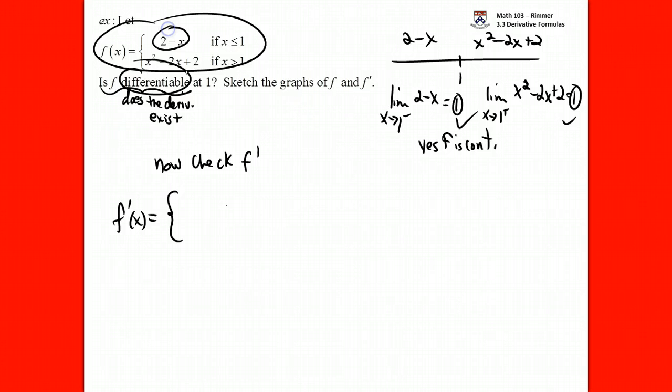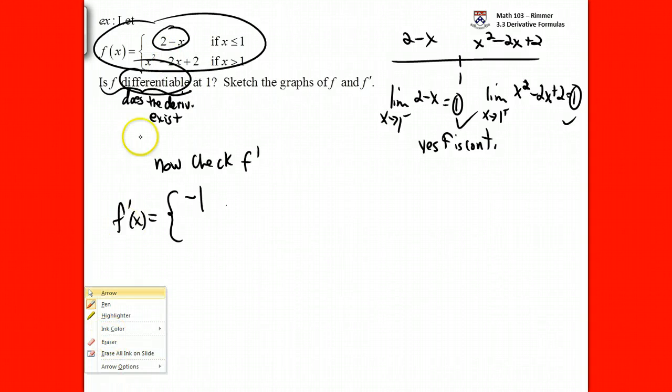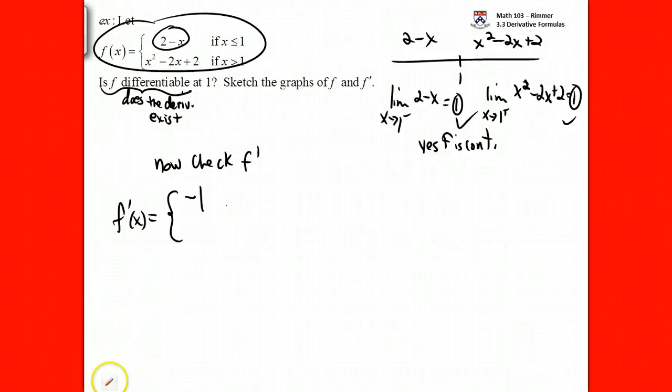This line has a slope of -1. Lines have the same slope as their tangent lines. Great. How about the parabola? I'm sorry, I wrote over it. Let me erase this thing here. What about the parabola? What's the derivative there? 2x minus 2. Okay, and we're interested in what's going on at 1.